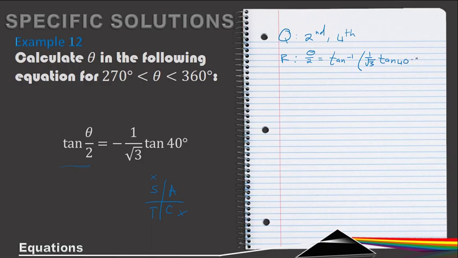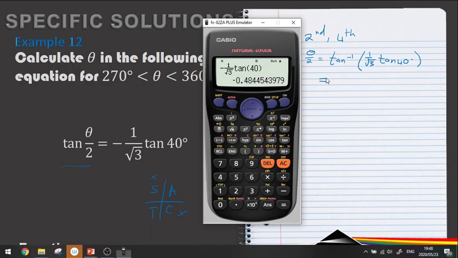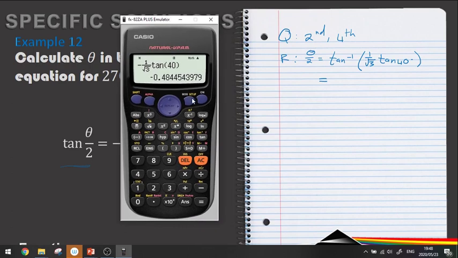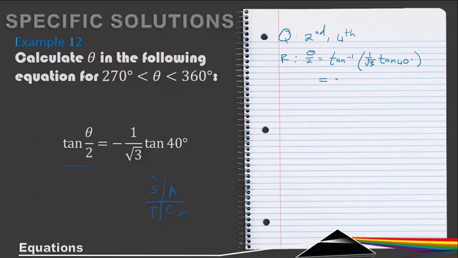And that is equal to, so if I say shift tan, then 1 over square root of 3 tan of 40, and close that. Then the reference angle will be 25.85 degrees. Alright, then finally, if we want to solve for theta, for the first one, we've got the second quadrant.